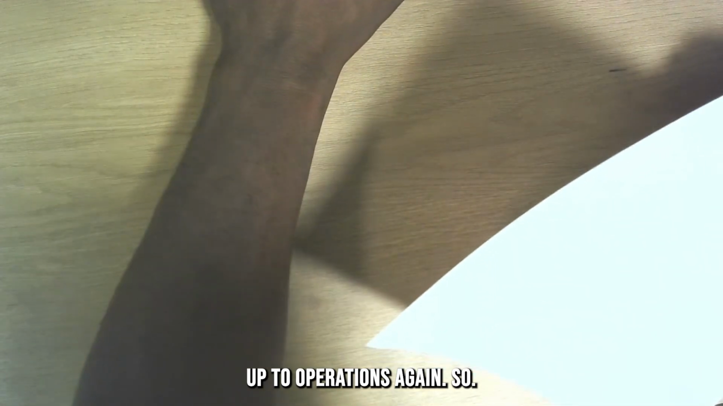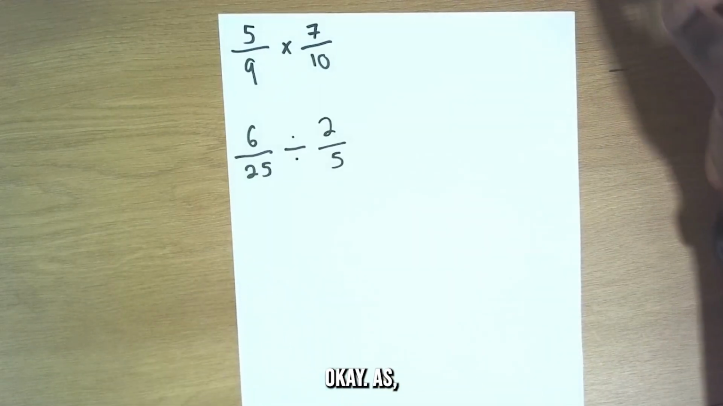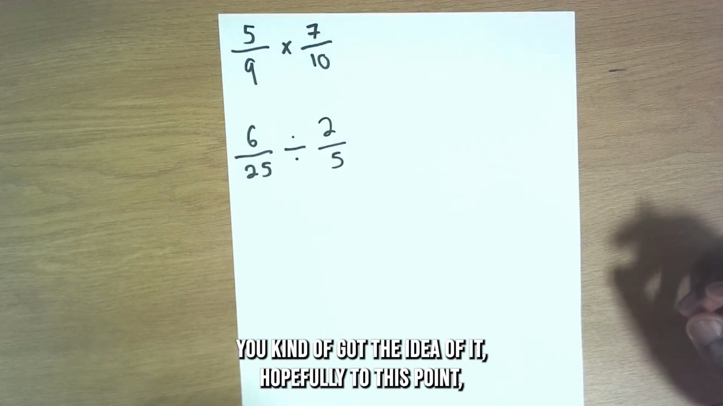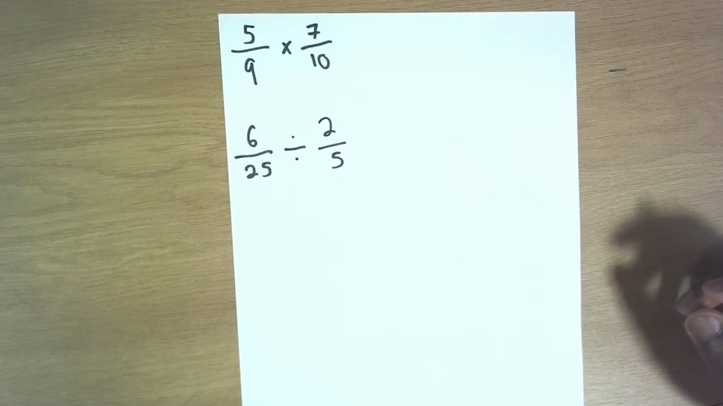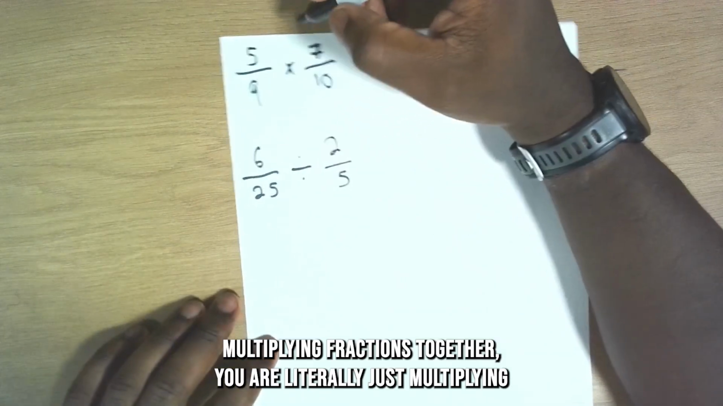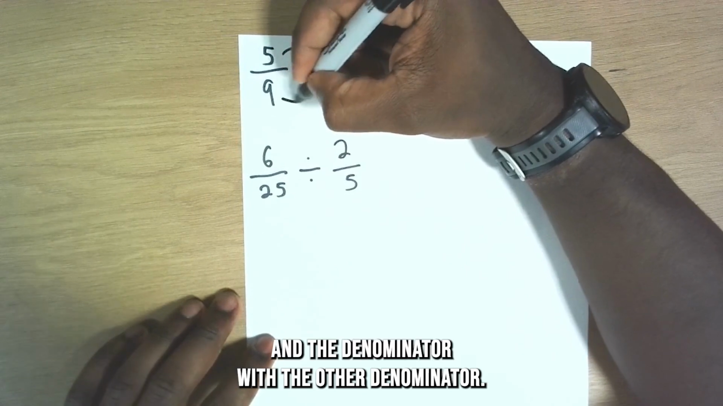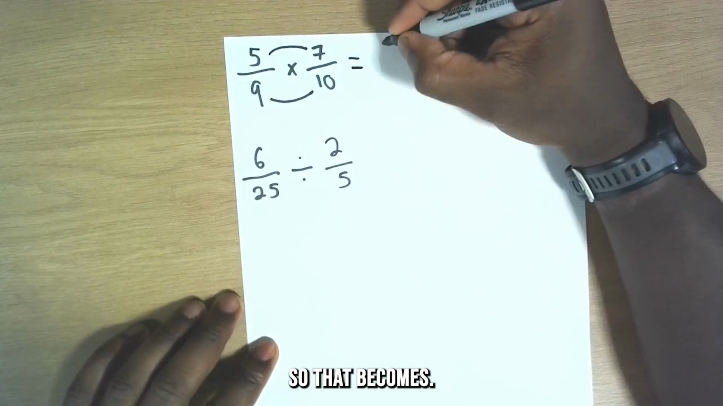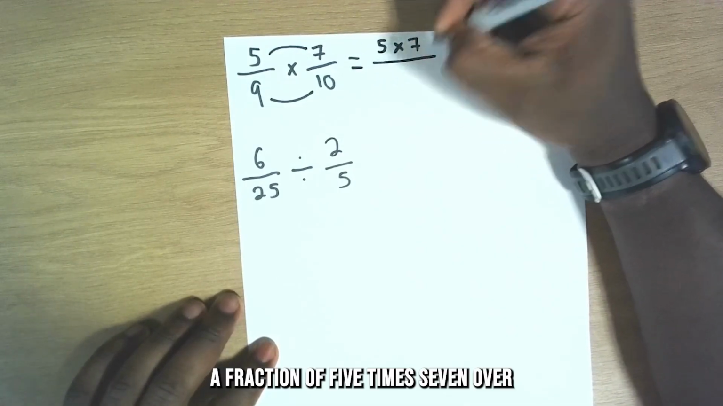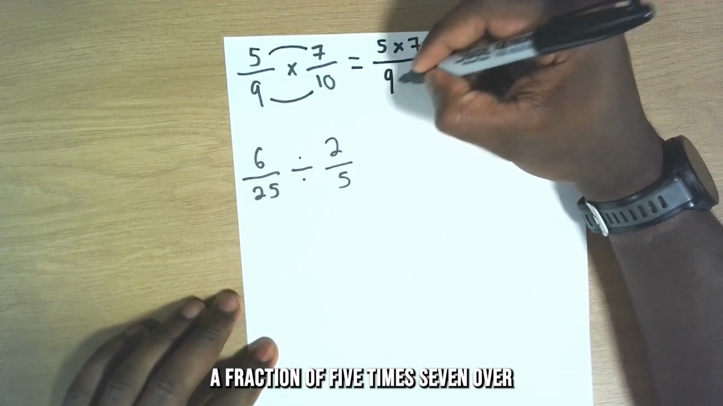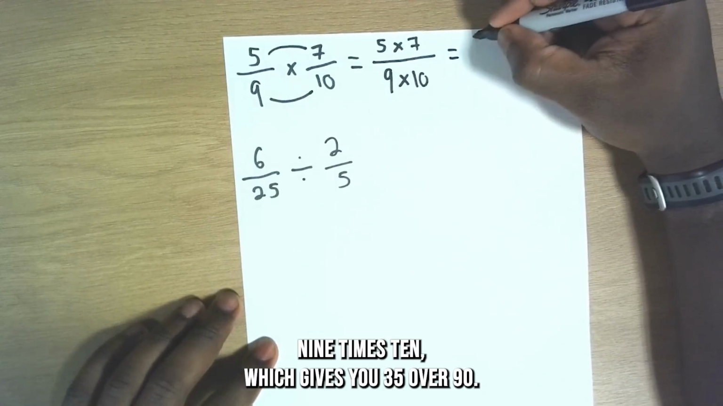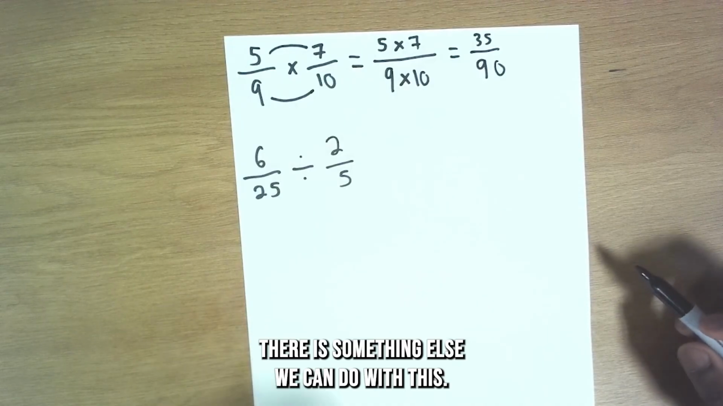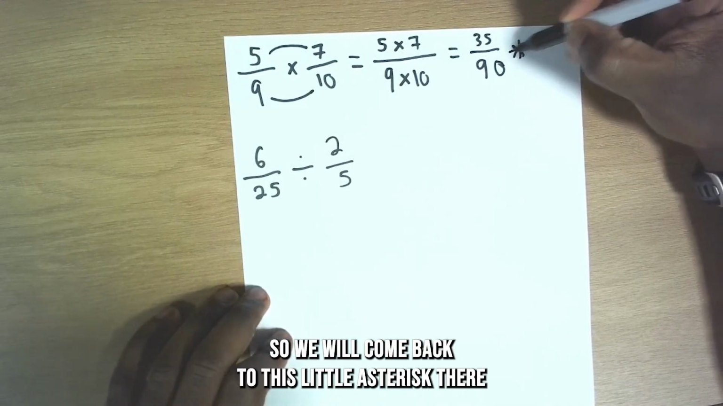Up to operations again. Okay, as promised, more operations with fractions. Pretty much you kind of got the idea of it, hopefully, to this point. Multiplying fractions together, you are literally just multiplying the numerator with the other numerator and the denominator with the other denominator. So that becomes a fraction of 5 times 7 over 9 times 10, which gives you 35 over 90. There is something else we can do with this, so we will come back to this.